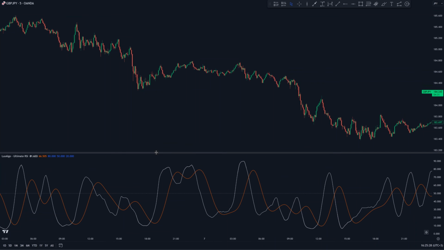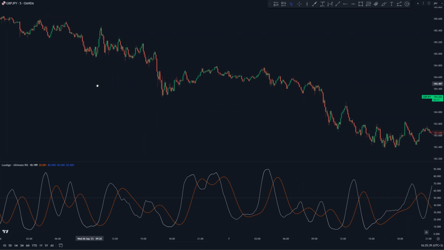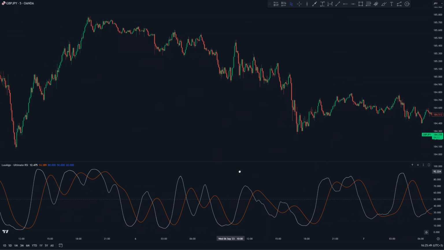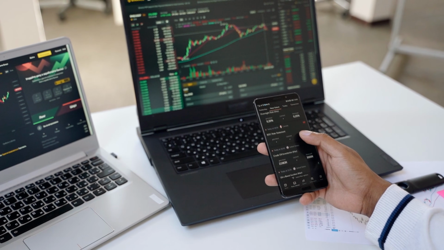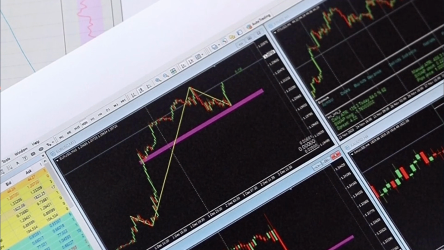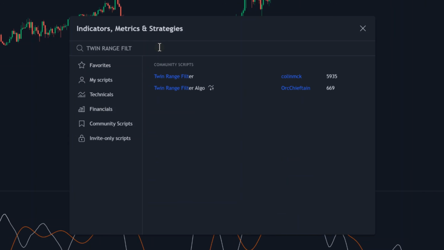Now, how do we trade with this indicator? Well, as mentioned earlier, this is going to be a trend filter indicator. More specifically, a short-term trend filter indicator. So in order to trade with it, we will need to have an entry confirmation indicator, like a buy-sell indicator. So in this video, we're gonna go with the trend range filter, this one by Colin MCK.